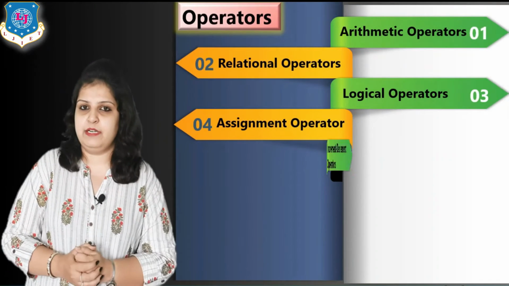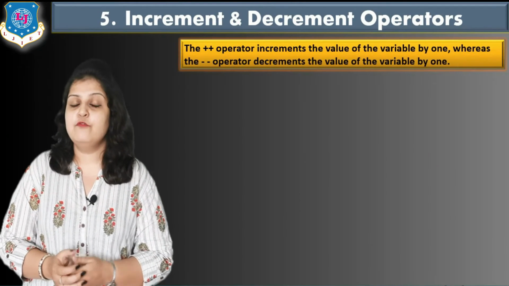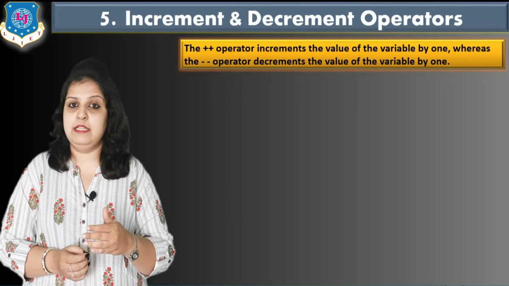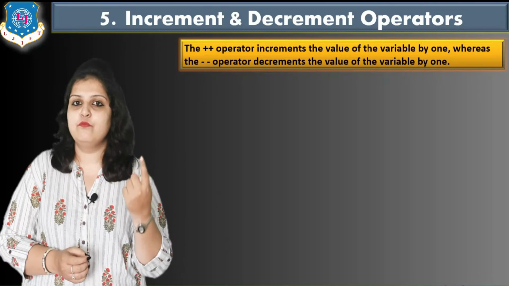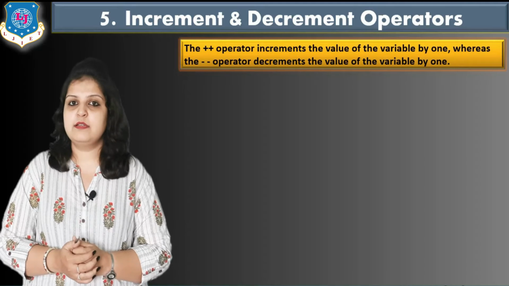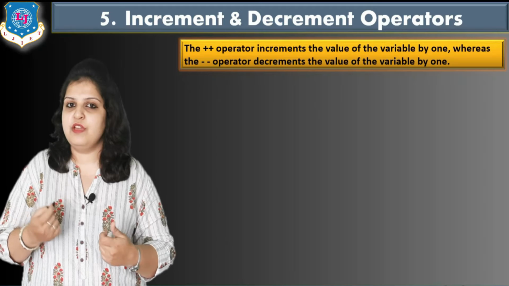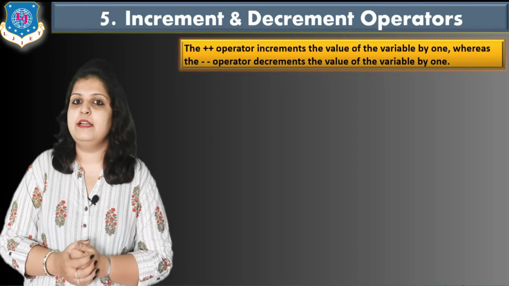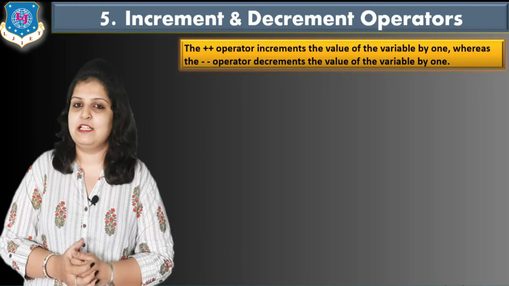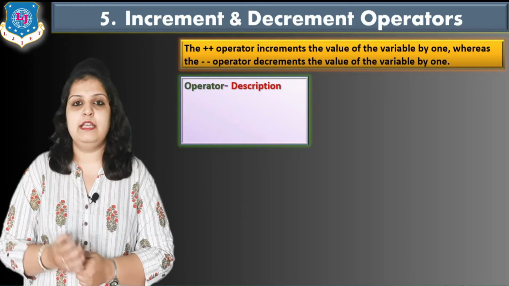Move to the next operator, that is the increment and decrement operators. Now what is the use of increment and decrement operators? Increment means the value is incremented by 1 and decrement means the value is decremented by 1. Suppose I am writing a is equal to a plus 1. The same operation we have to do, but here the operators used are plus plus for increment and minus minus for decrement, and again increment and decrement are divided into two parts.